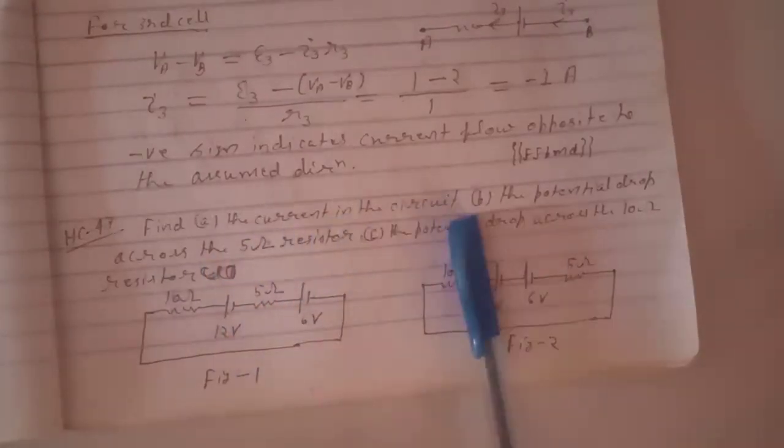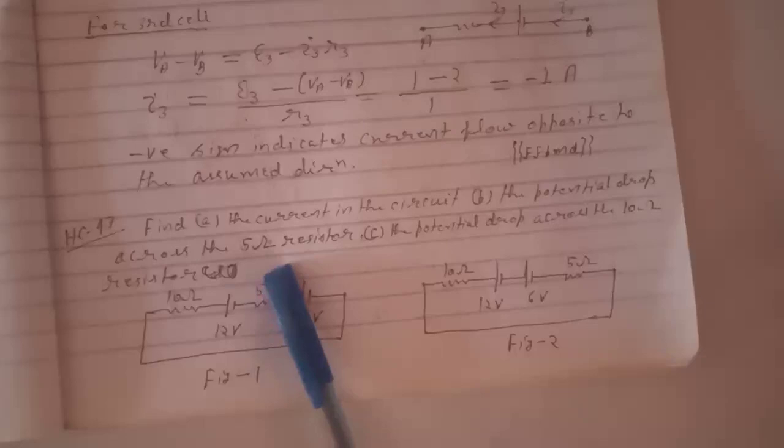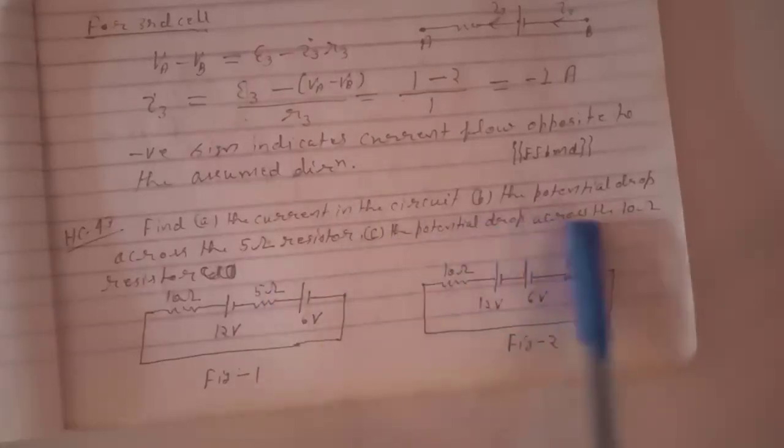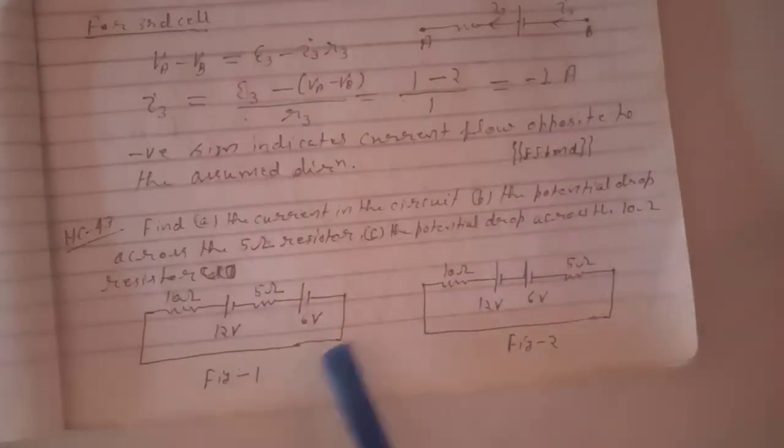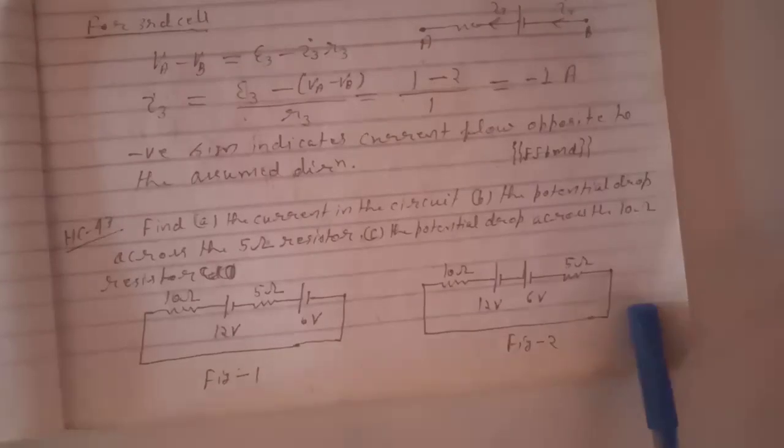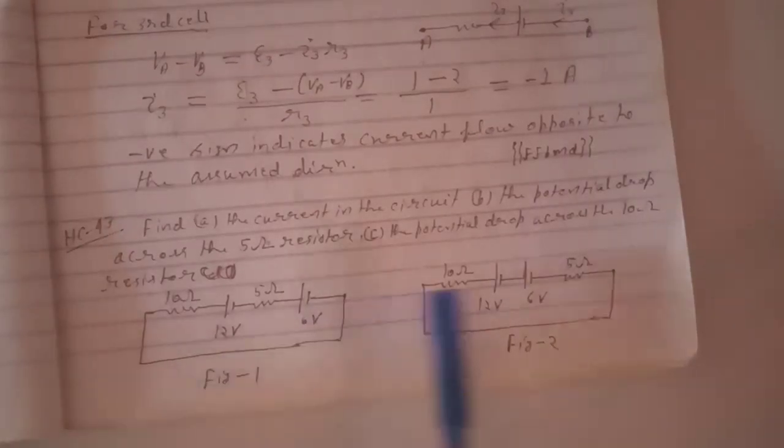Next one, find A, the current in the circuit. B, the potential drop across the 5 ohm resistor. C, the potential drop across the 10 ohm resistor in the given figure. This is figure 1, this is figure 2.